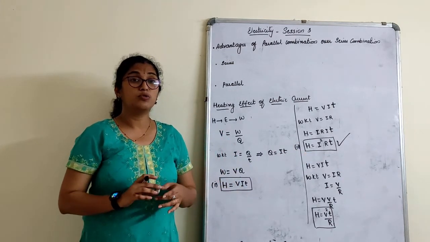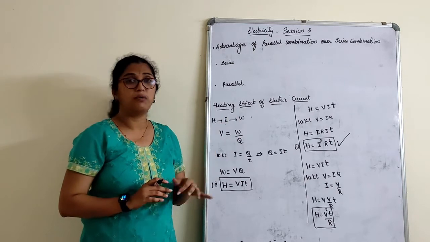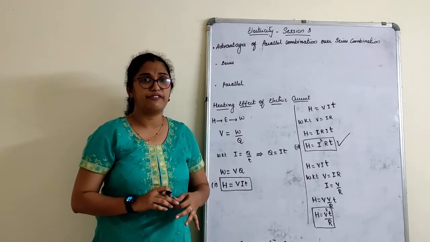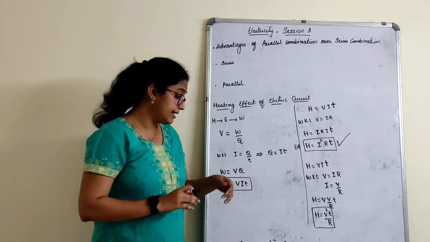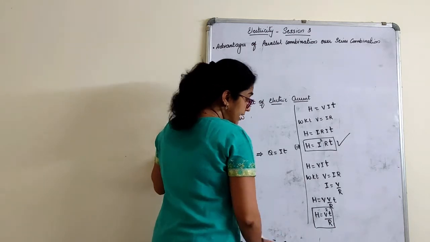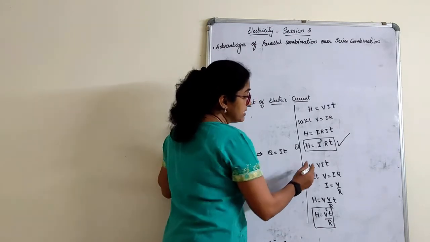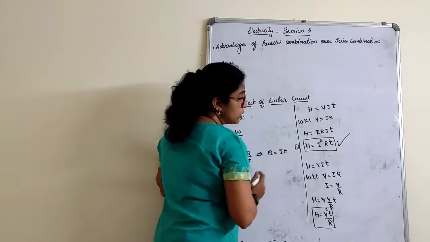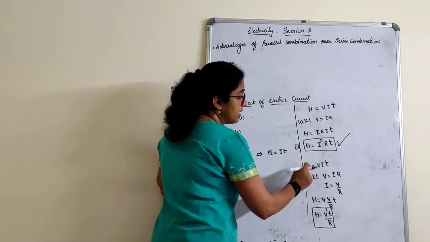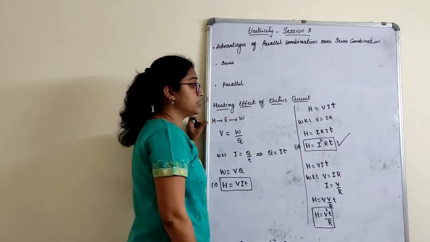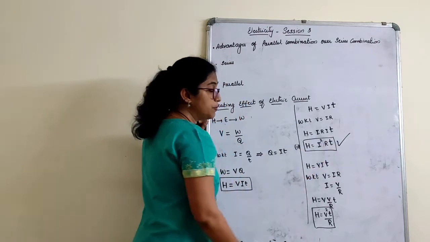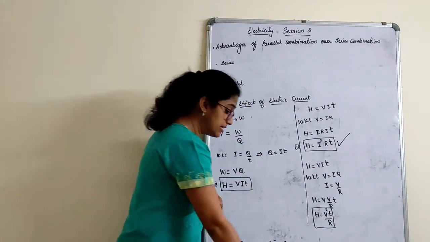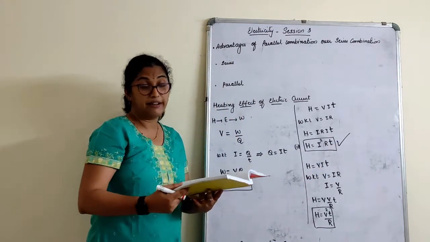Definition. What is Joule's law of heating? Looking at the formula, if you remember the formula, I can write the definition. Joule's law of heating states that the heat produced by the resistor is directly proportional to the square of the current, directly proportional to the resistance across the conductor, and directly proportional to the time. That's the same thing I have given in the book.